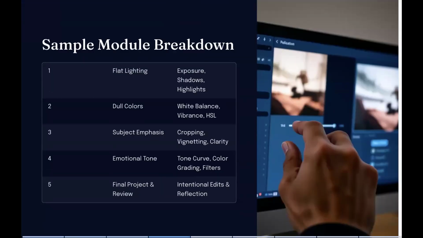This is the module breakdown. So here's what each module covers. The first module addresses flat lighting, focusing on exposure, shadows, and highlights. Next, you'll tackle dull colors, learning to adjust white balance, vibrance, and color hue. The third module emphasizes the subject through techniques like cropping and adding clarity.